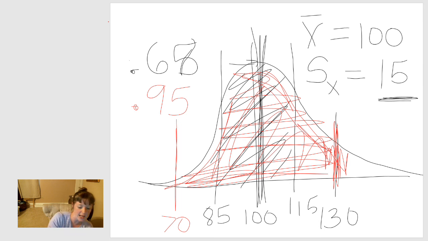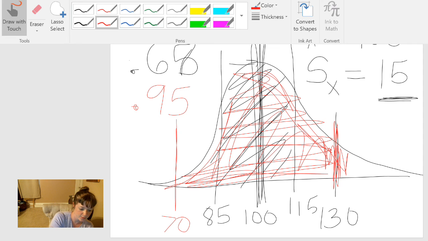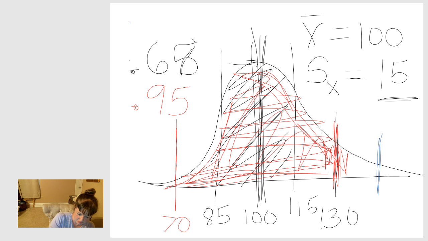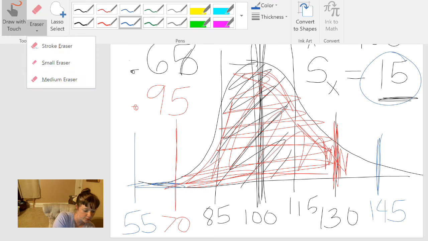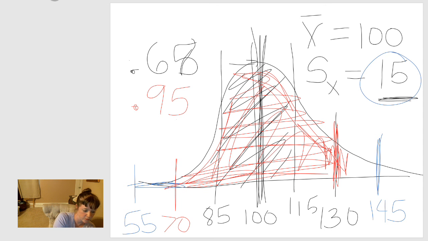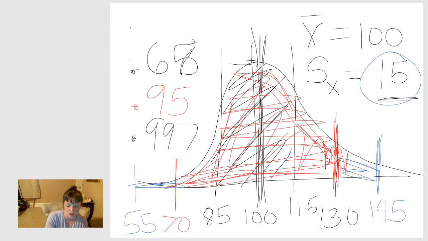And last but not least, and again, I'm not the best artist, he figured out that if you went 3 standard deviations above the average, in this example, 145, another standard deviation below would be 55. The 70 minus 15, which is the standard deviation. A proportion of 0.997. So 99.7%, almost everyone, will have an IQ somewhere between 145 and 55. Almost everyone will be somewhere in here.